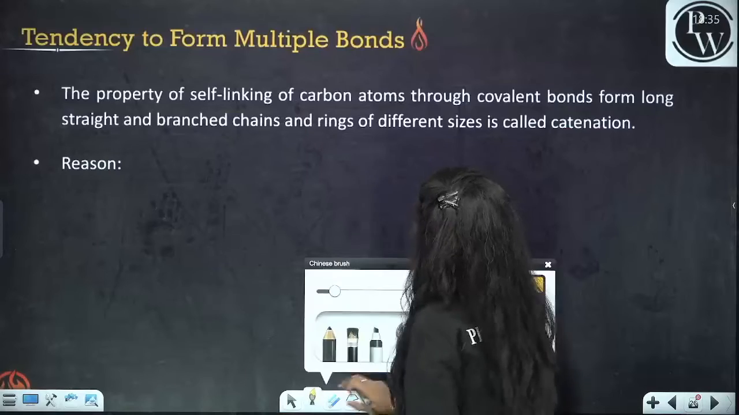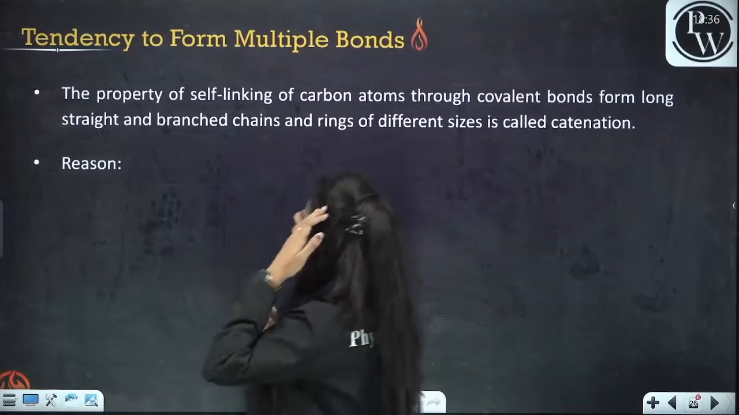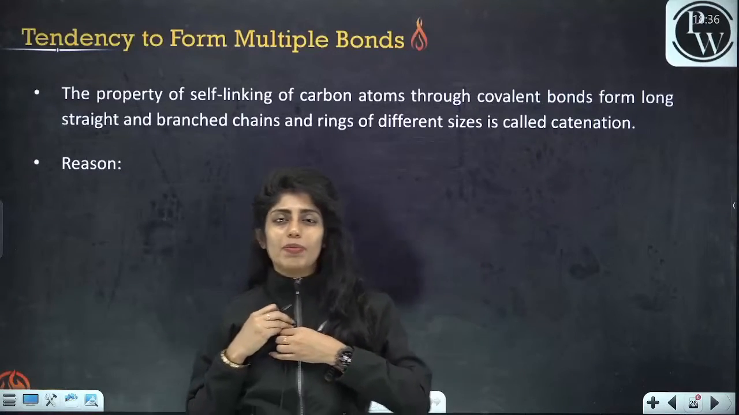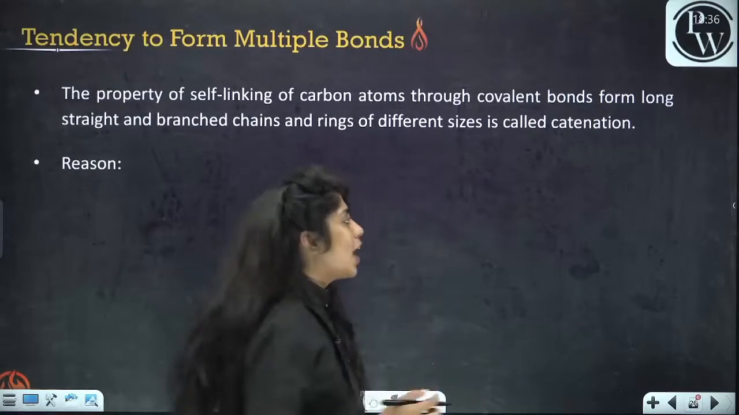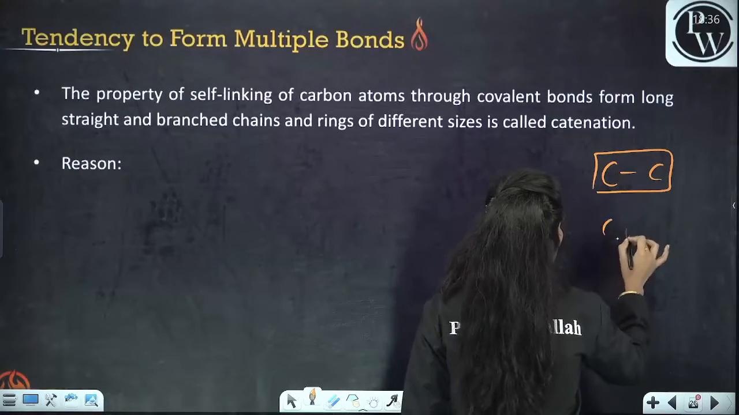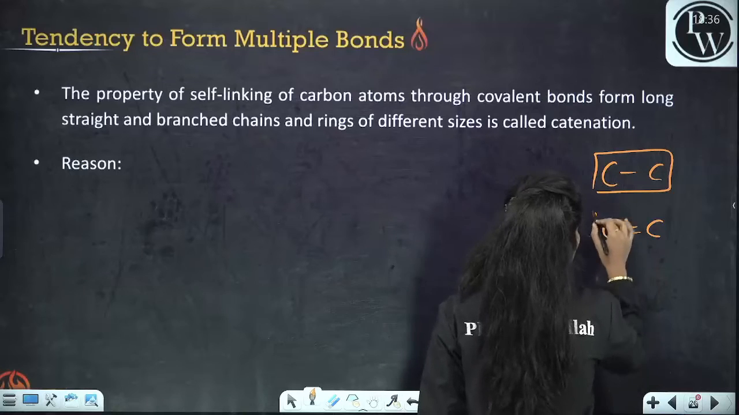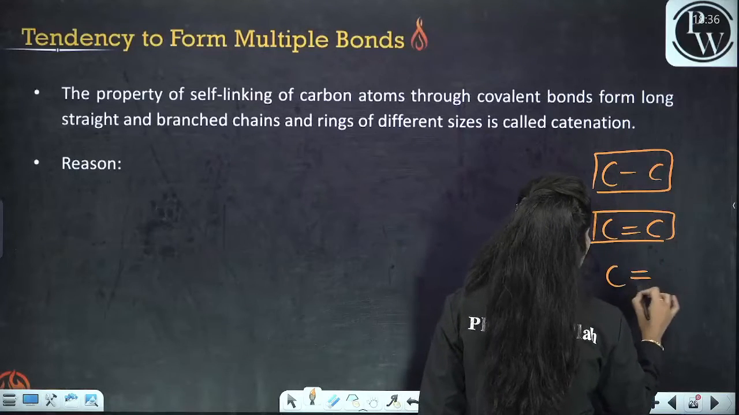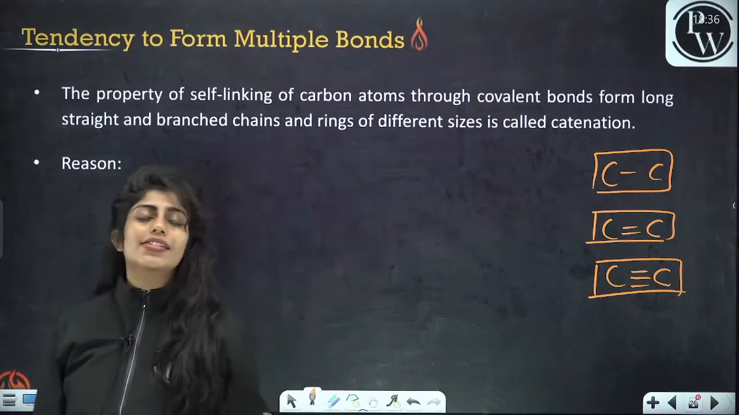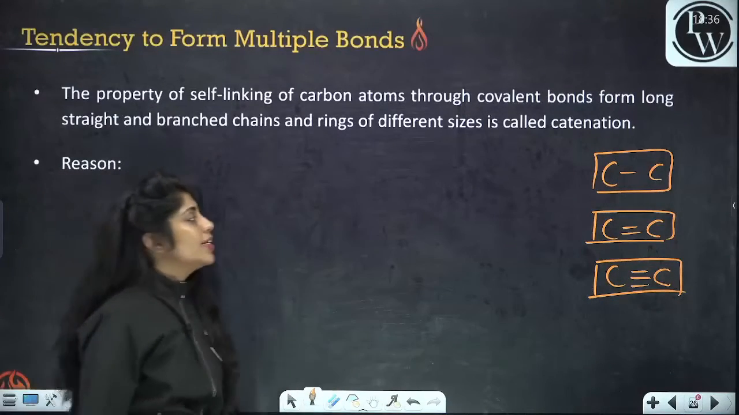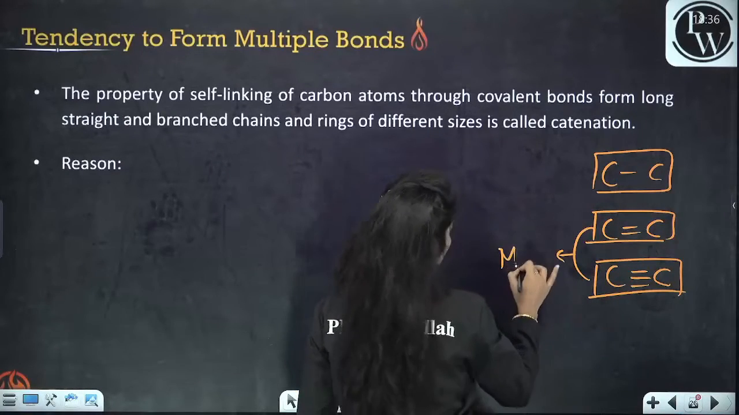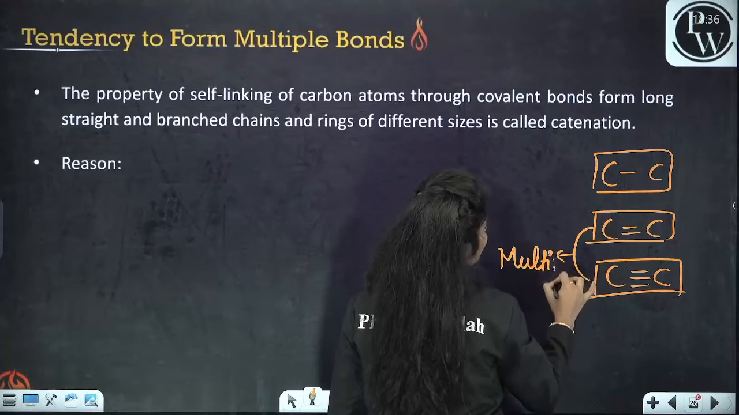And now let's discuss another property, the tendency to form multiple bonds. What is that? Multiple bonds. So multiple bonds will be the carbon-carbon single bond. That's your single bond. Carbon-carbon double bond. Of course, it is your multiple bond. Carbon-carbon triple bond. Okay. So we are going to discuss these cases. This is your single bond, double and triple. We call these multiple bonds. Multiple. More than one.